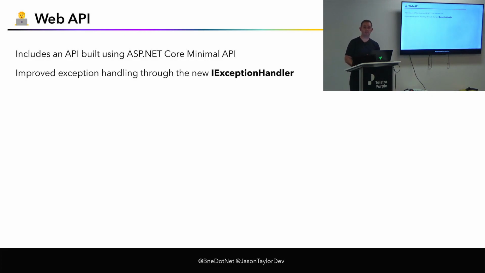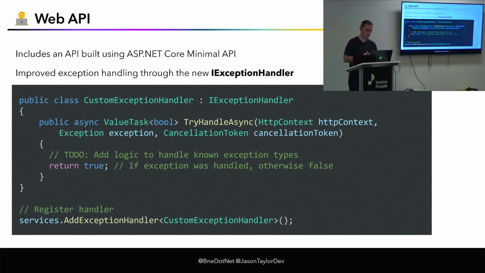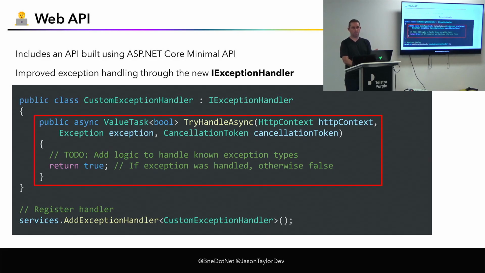Oh yes, one of the other things that we've got in .NET 8 is the new exception handler. So this works with the unhandled exception middleware, and essentially it allows you to improve your exception handling with IExceptionHandler, which gives you a callback for handling known exceptions in a central location. So you can see in this case, I've got a custom exception handler implementing IExceptionHandler, and we've got this TryHandleAsync method. And so inside of here, we can create some logic to handle known exception types. And if we were able to handle it, we can return true, otherwise false.